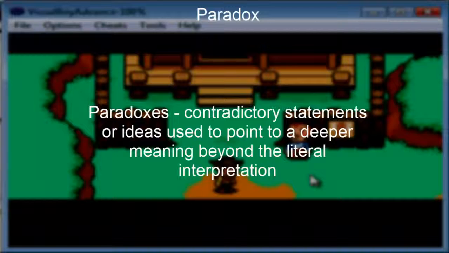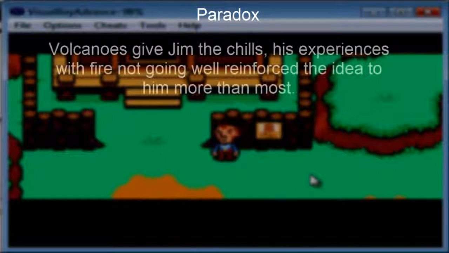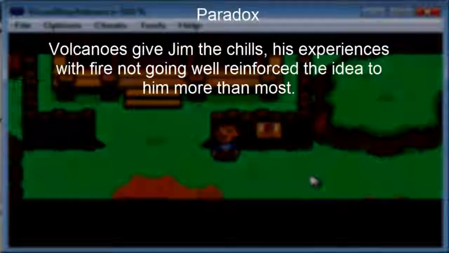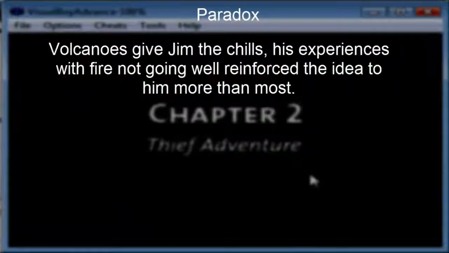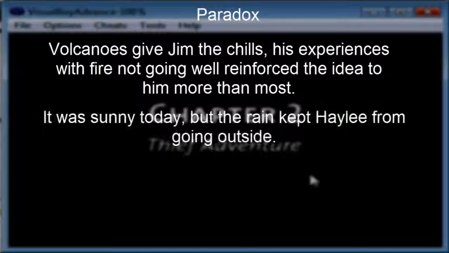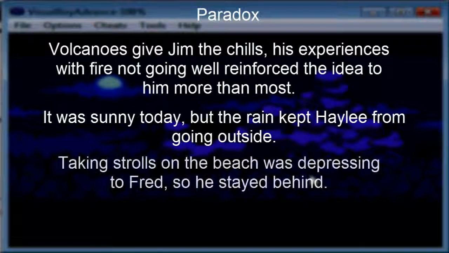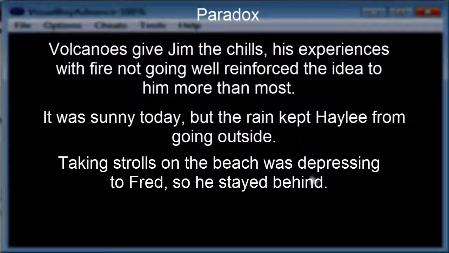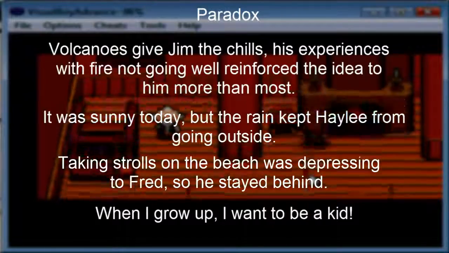Paradoxes are contradictory statements or ideas used to point to a deeper meaning beyond the literal interpretation. Some examples of my second favorite figurative language include: volcanoes give Jim the chills. His experiences with fire not going well reinforced the idea to him more than most. It was sunny today, but the rain kept Haley from going outside. Taking strolls on the beach was depressing for Fred, so he stayed behind. And when I grow up, I want to be a kid.